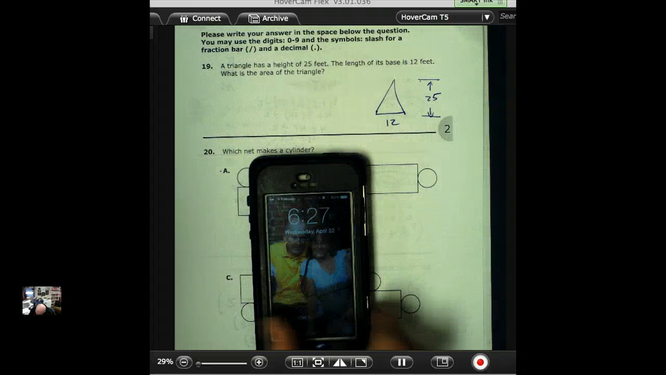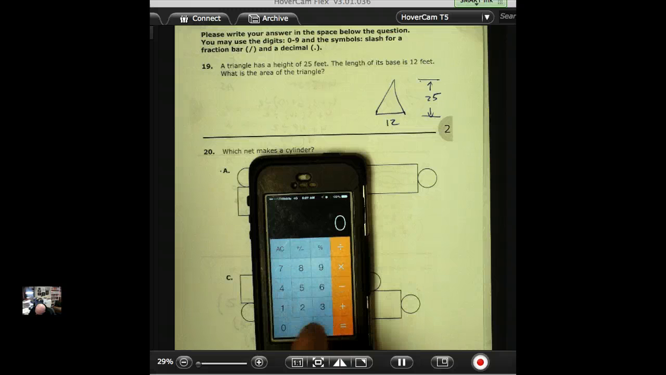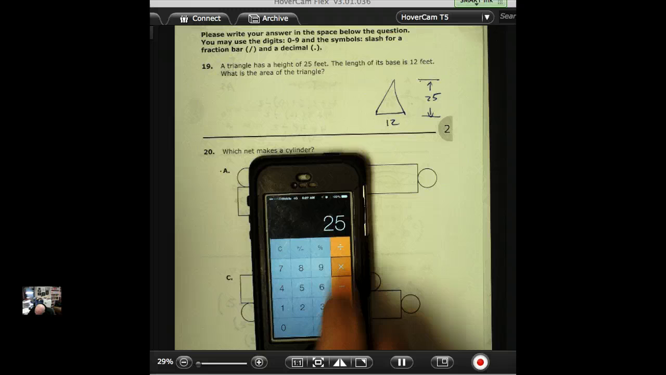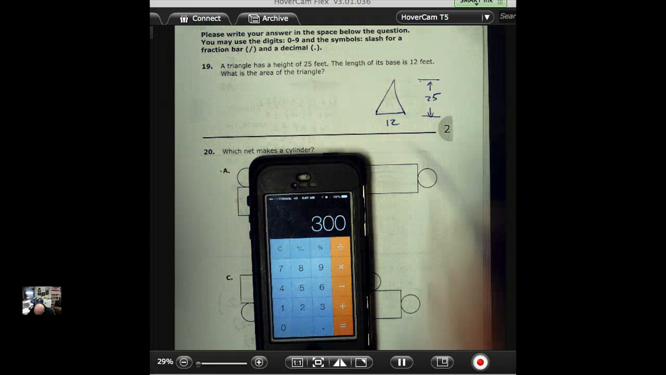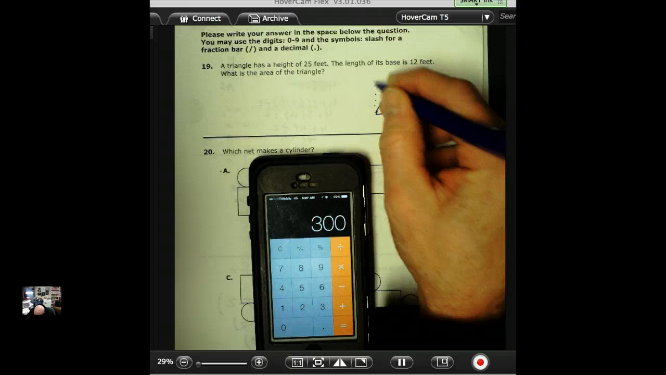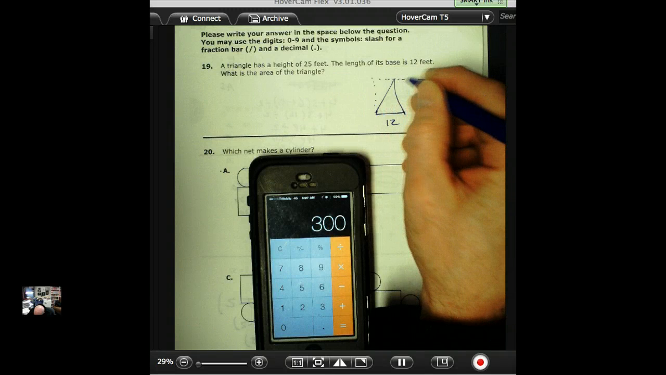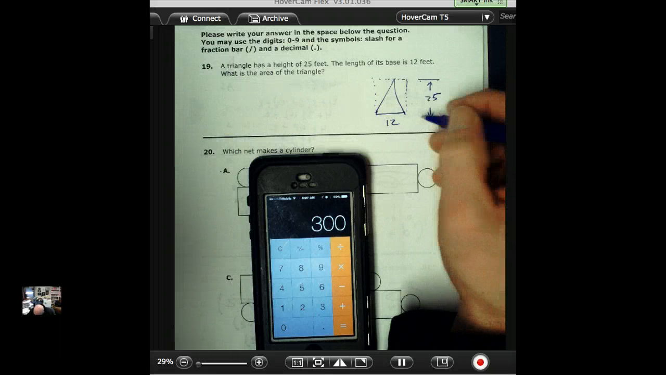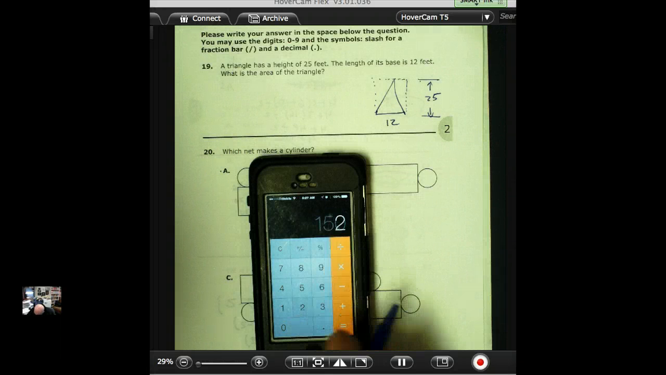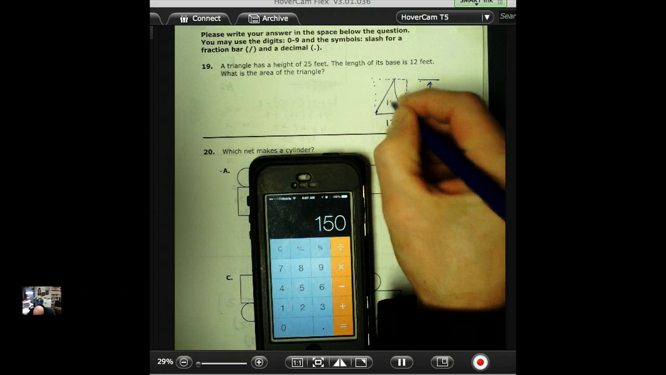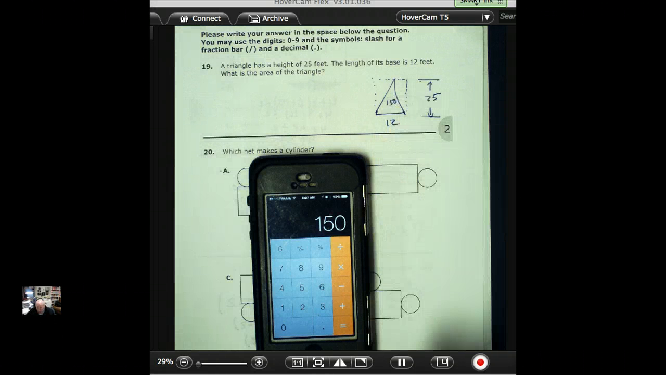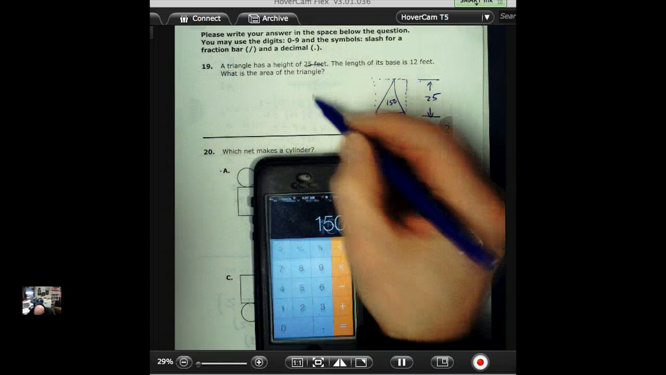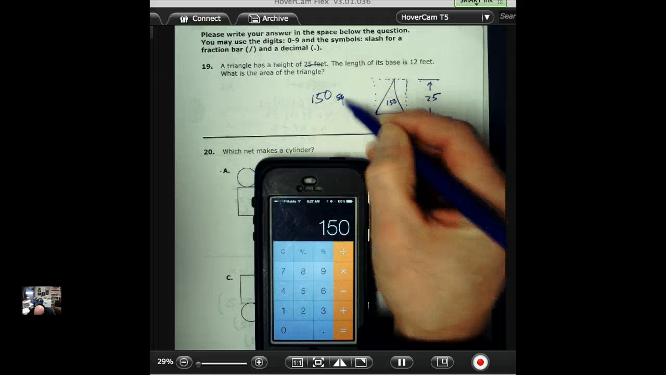I guarantee you're going to see this someplace on the 5th or 6th grade MCA. So I'm just going to take the 25, the height, times that base, the 12. I could have done that in the other order too. So I got 300. But again, keep in mind, 300 is not the area of the triangle. 300 would be the area of that rectangle. So that divided by 2 is 150. 150 inside. That would be the area. So 150 square feet. 150 square feet.